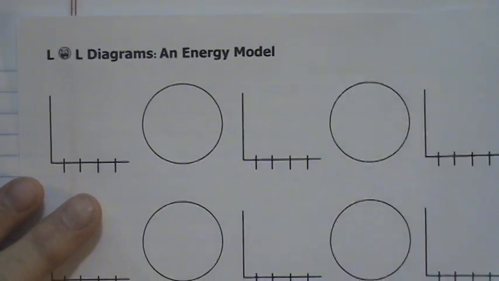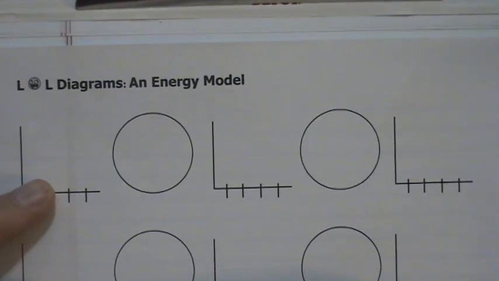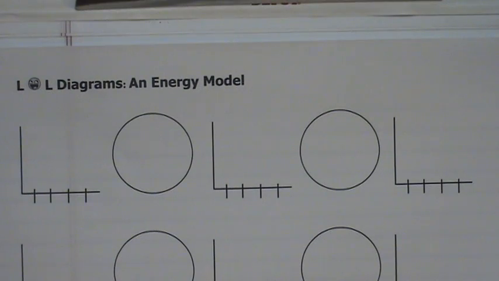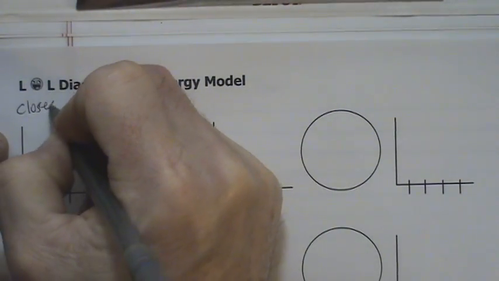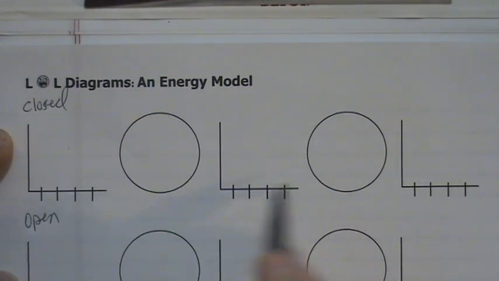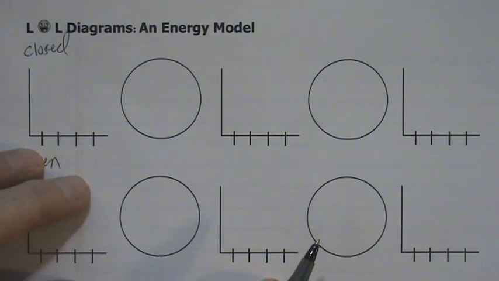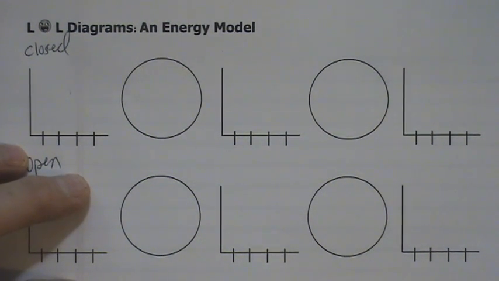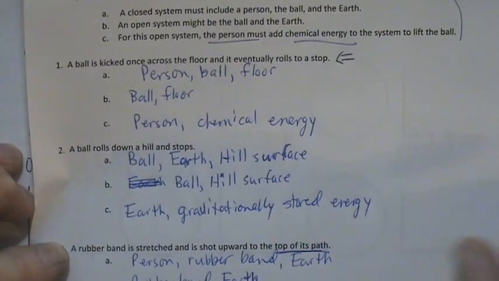This one is a little bit more usable, I think, in some cases, because this doesn't have to be just for closed systems. It could be closed or open. So we're going to do this both ways. We're going to do one set for the closed system and one set for the open system, for this same example. So once again, the example we're going to use is the ball is kicked once across the floor and eventually rolls to a stop.